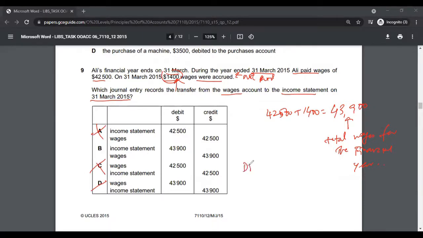So it would be okay. Debit income statement, and then credit the wages. So the answer to multiple choice 9 is option B, debit income statement and credit wages 43,900.